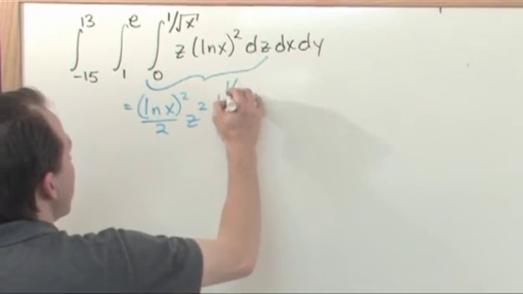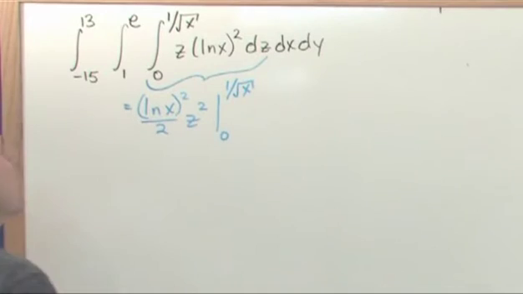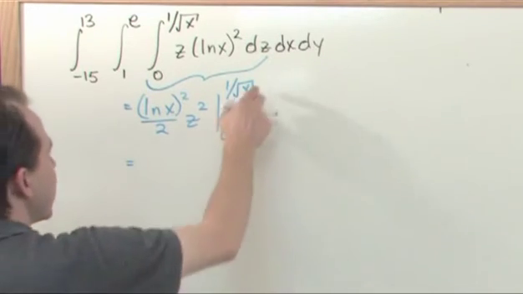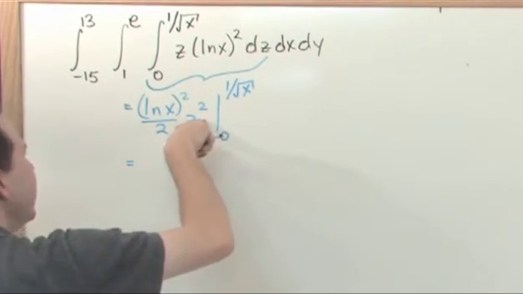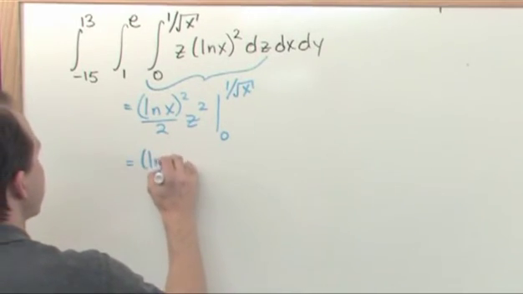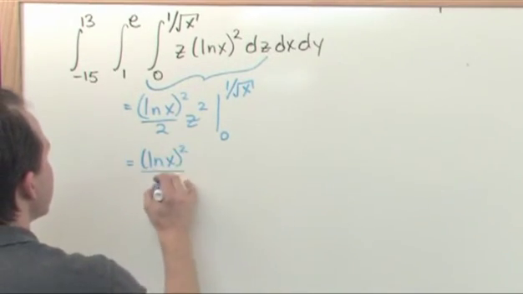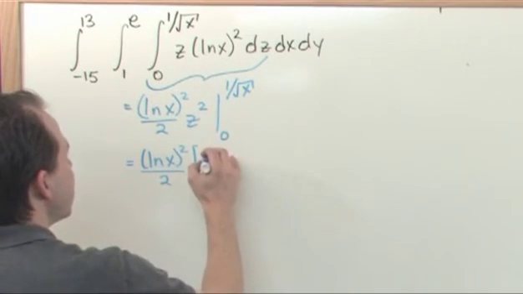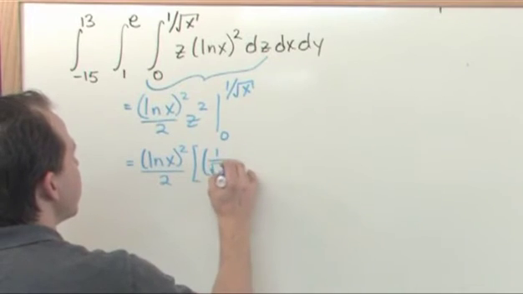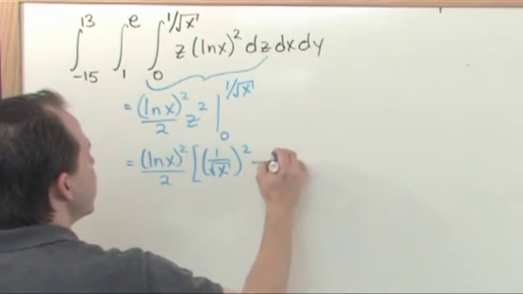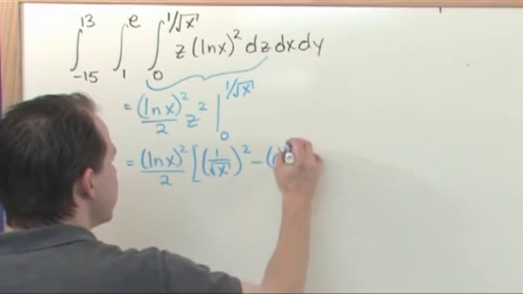0 to 1 over the square root of x. So you see this is just simply a constant times z squared over 2. So let's go ahead and plug that in. We're going to plug our limits of integration into the z's because that's what we integrated over. Okay, so what we're going to have is natural log of x squared over 2, and on the inside, plugging this into here, the top limit, I'm going to have 1 over square root of x squared, minus 0 squared, which obviously is going to be 0 in the end.